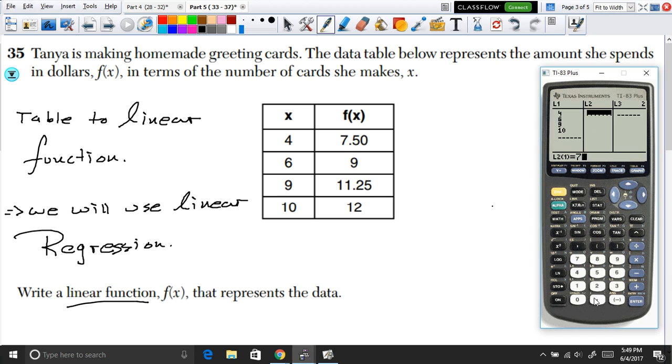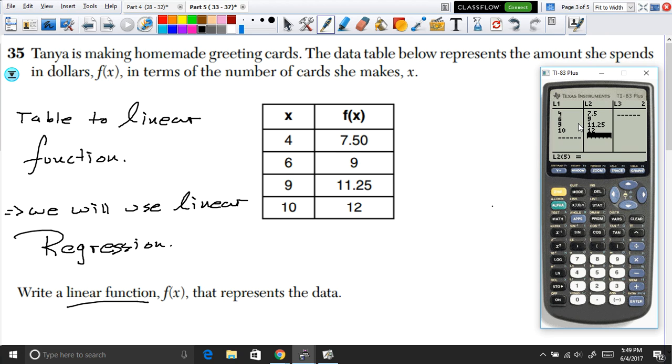So 750, 9, 1125, and lastly 12. So let's double check to see if they match. 4 and 750, yes, we have them. 6 and 9, yes, we have them. 9, 1125, cool. And 10, 12, perfect.